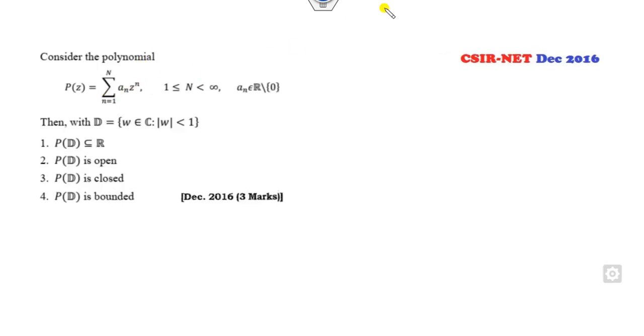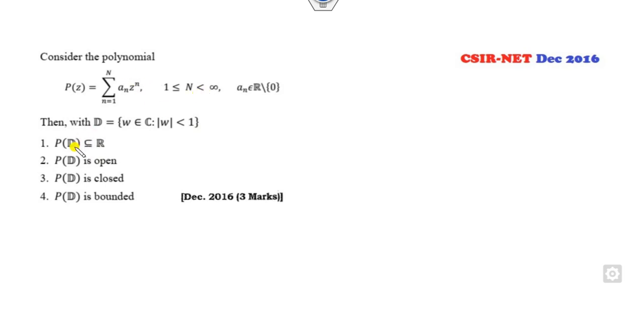Consider the polynomial P of z, where D is the open unit disk. What is P? P is a mapping, with n, capital N, greater than or equal to 1. Very simple. Okay, this is a subset of this.